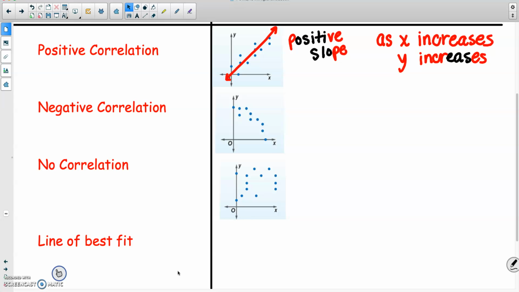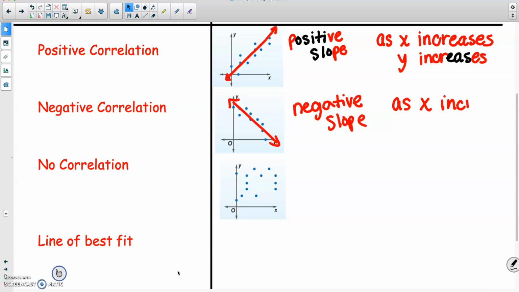Now, negative correlation is a pattern where the dots are decreasing. So negative correlation has a negative slope. The scatter plot has dots that are falling from left to right. So as x increases, y decreases. So that's a negative relationship. One variable increases and the other one decreases.